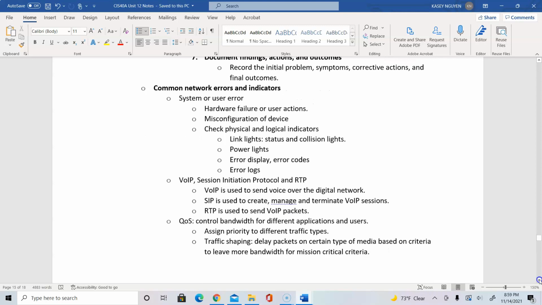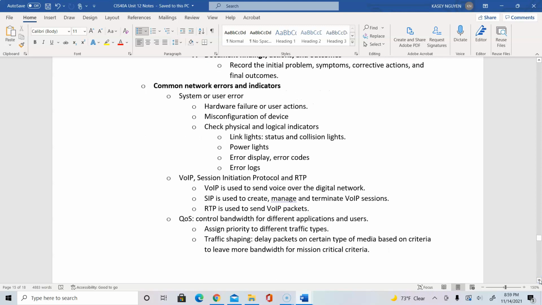So there are common types of network errors and indicators. There are two categories: system error or user error. A system error would be like hardware failure, and a user error would be how the user interacts with the system, or it could be a misconfiguration of the device. So we need to check two indicators. One is the physical and second is the logical. On the physical side, we can check link lights, power lights, error displays, or logs.